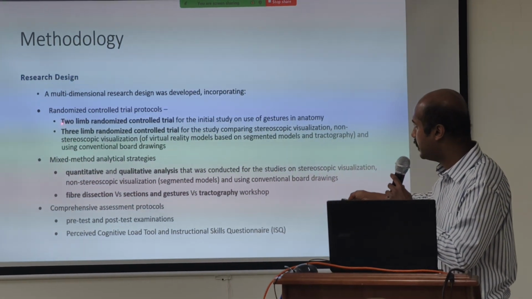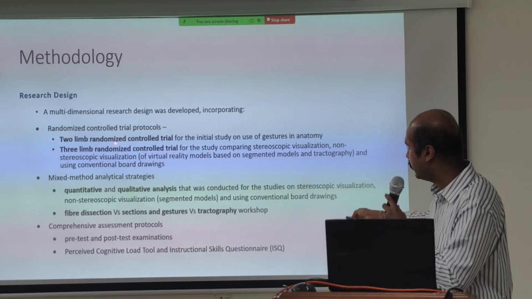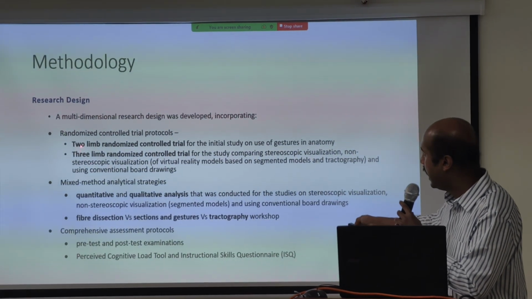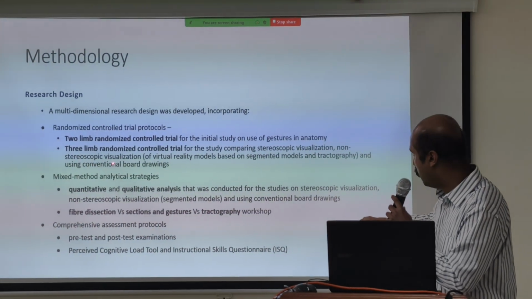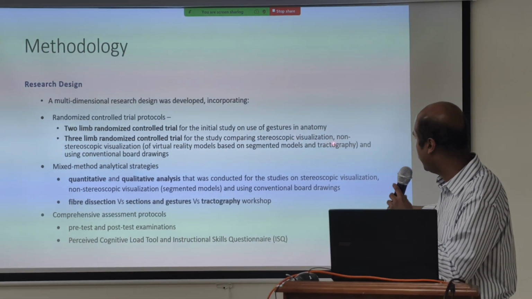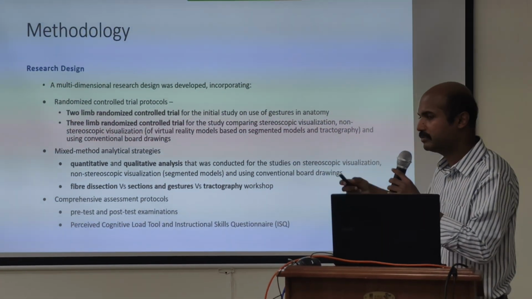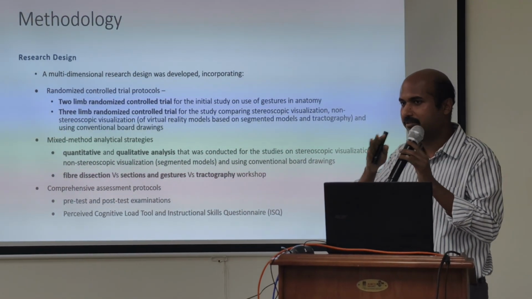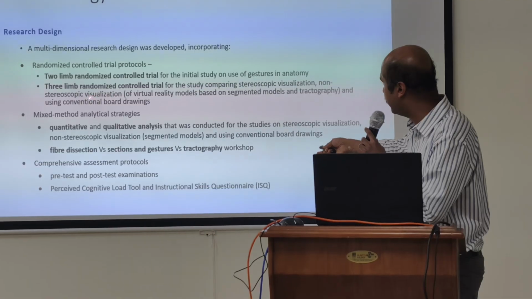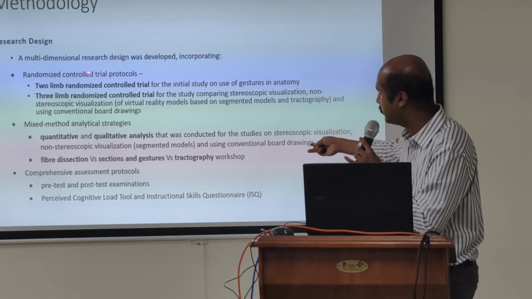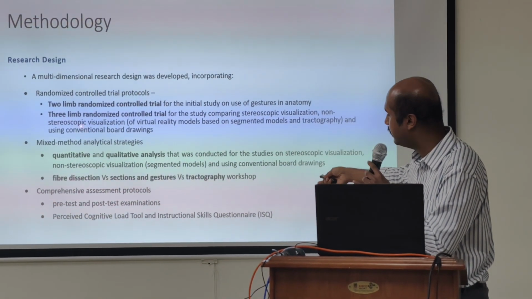Randomized control trials were used. There is a two-limb randomized control trial for the use of gestures and a three-limb randomized control trial for comparing stereoscopy, monoscopy, that is called non-stereoscopy, and also conventional board drawings, because board drawings are one of the standard classical ways how anatomy is being taught. So I compared these three also with a three-limb randomized control trial. So I've used two randomized control trials.